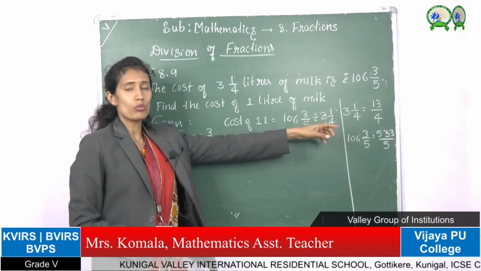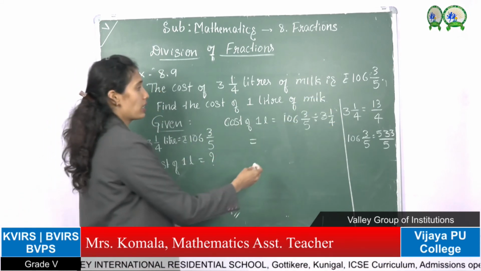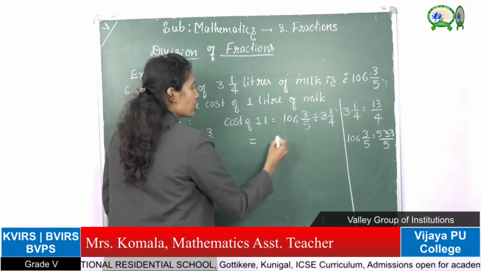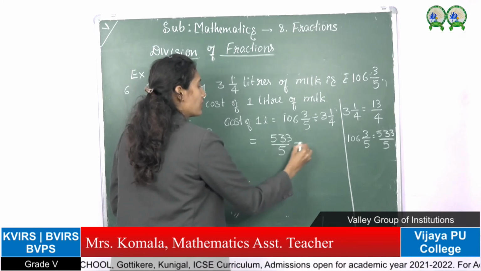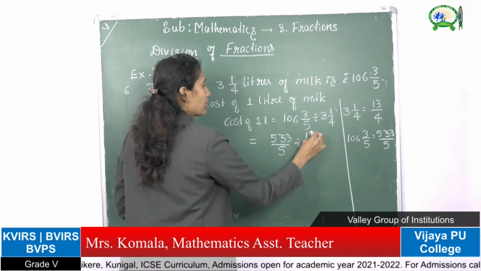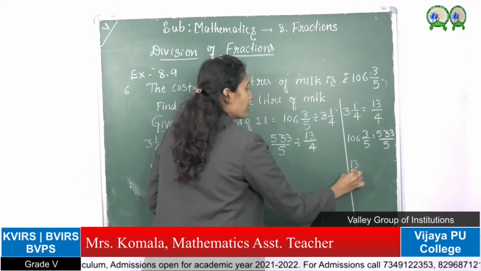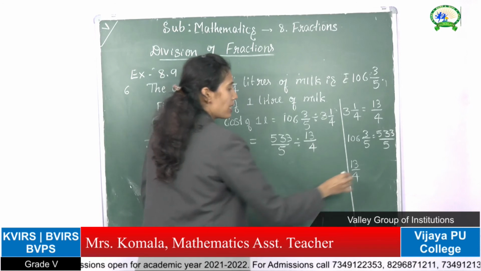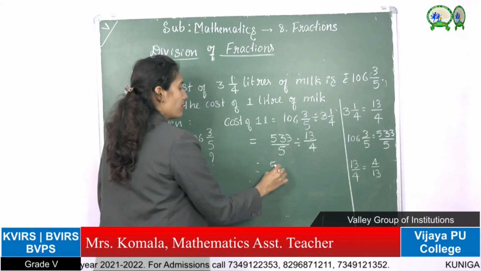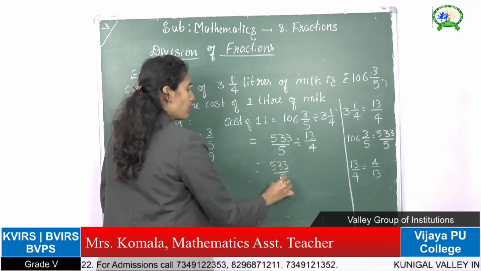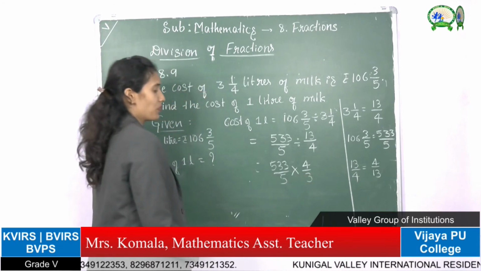I have already converted the mixed fraction into improper fraction. Now let us substitute that value. So we can write 106 into 3 by 5 as 533 by 5 divided by 13 by 4. What is the reciprocal of 13 by 4? 13 by 4 is the divisor. We can write it as 4 by 13. Now 533 by 5 into 4 by 13.